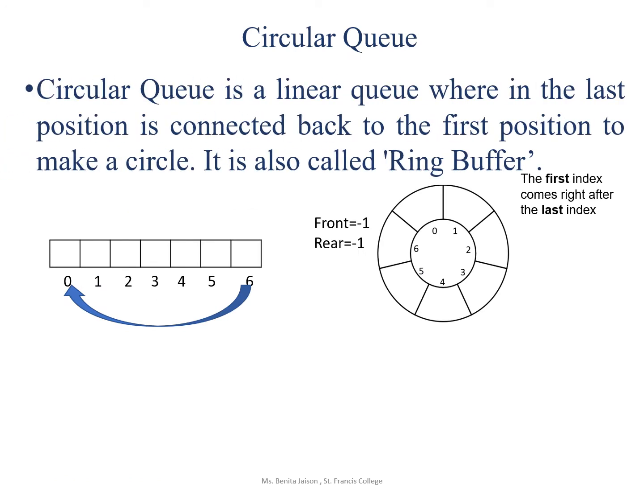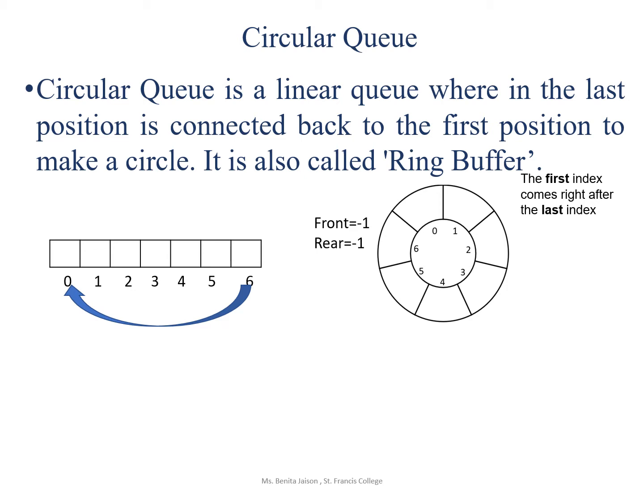As we have seen in the case of linear queue, even if there are empty positions in front of the queue due to the deletion of the first few elements, it will show the queue is full. We are going to overcome this disadvantage using a circular queue.